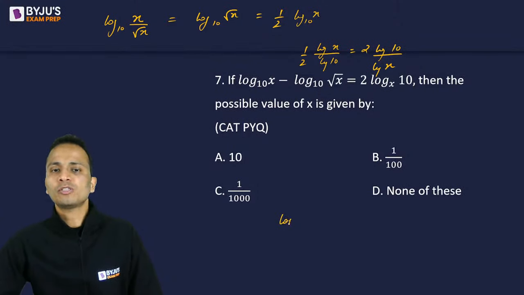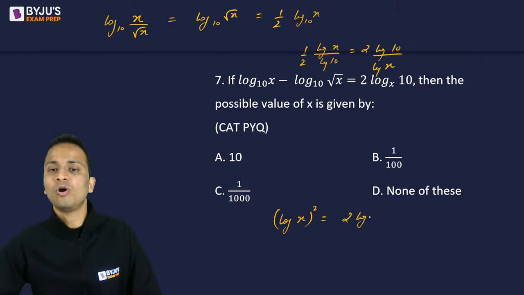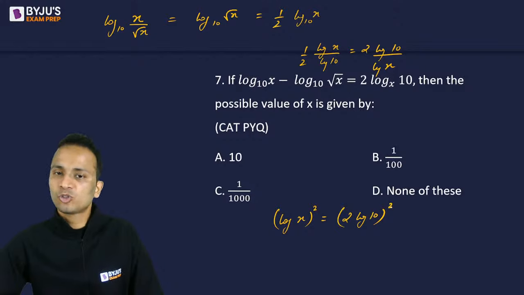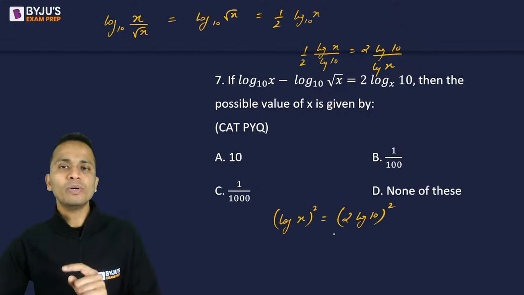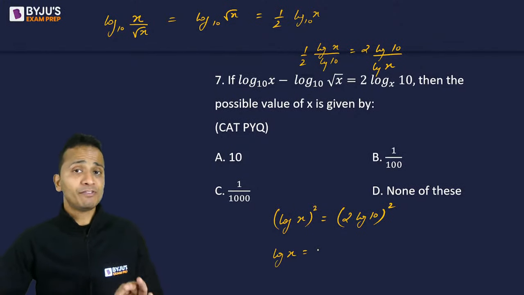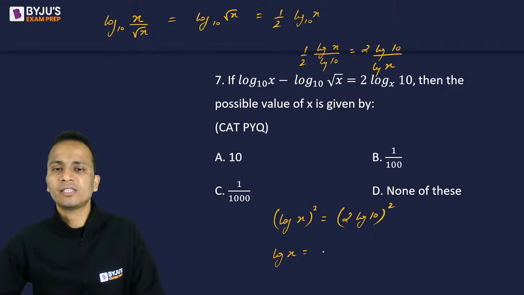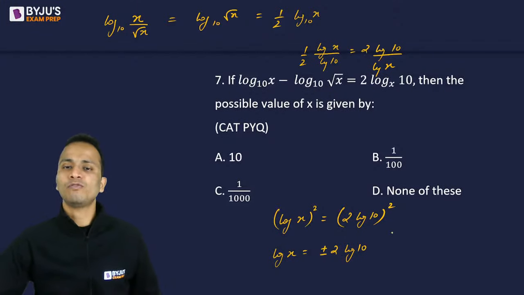Okay, so cross multiplication के बाद look at the bottom of your screen. Log x square will be equal to twice of log 10 square, right? So you have log x into log x, you have 2 into 2, you have log 10 into log 10. So completely square हो जाएगा. So the value of log x, after we'll take square root on both sides, will be plus minus twice of log of 10. Square root लिया है तो plus minus आ जाएगा. So plus minus twice of log 10.